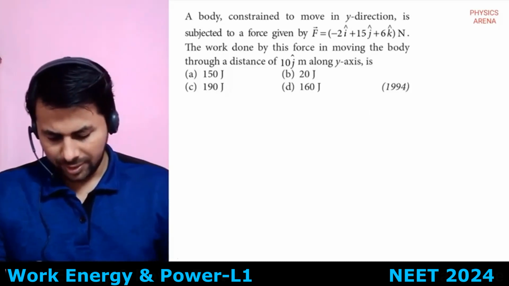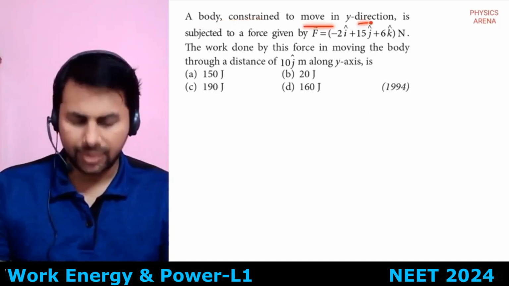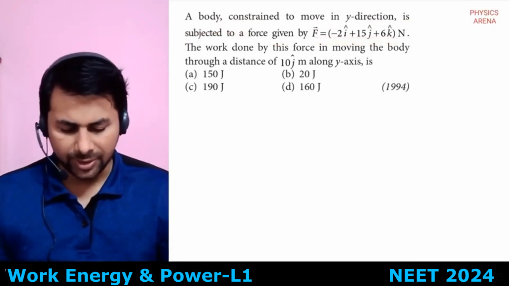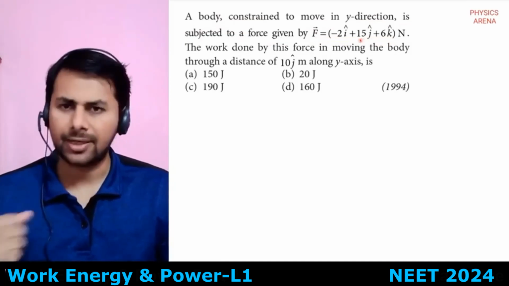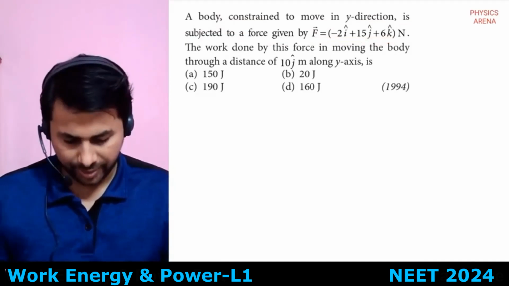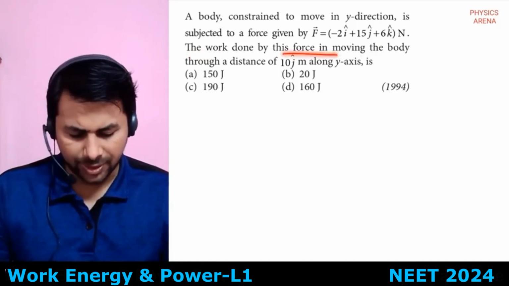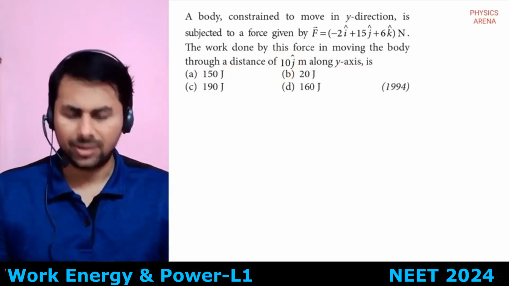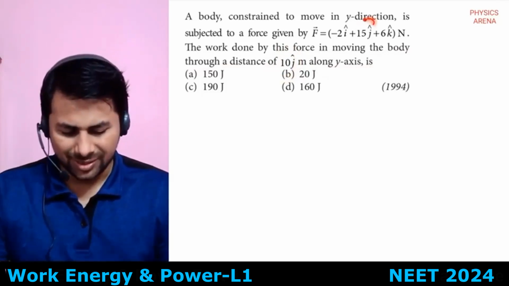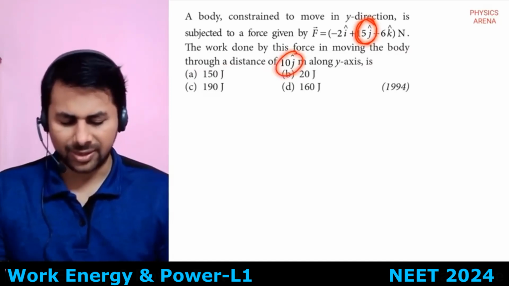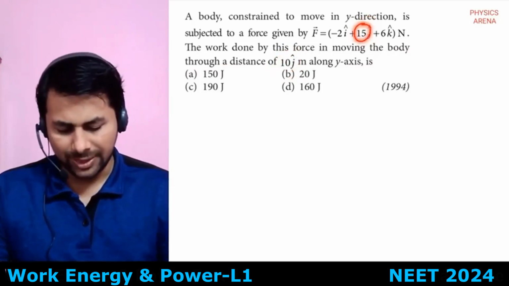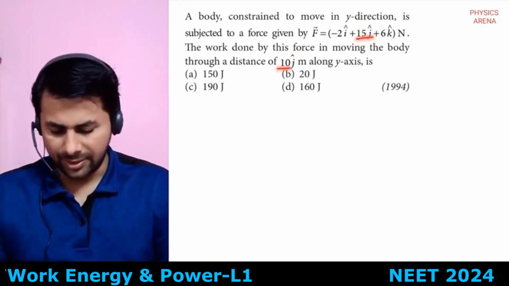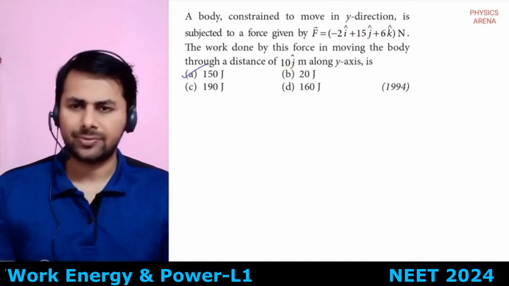Next question. A body constrained to move in the y direction is subjected to a force given by F bar equals minus 2 i cap plus 15 j cap plus 6 k cap newton. The work done by this force in moving the body through a distance of 10 j cap along the y axis is? This is very simple. Just multiply the y component with this. It is 15 times 10, because displacement is only along the y direction. So 15 times 10 is 150. This is the answer.